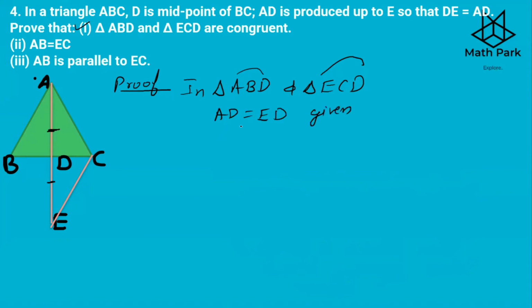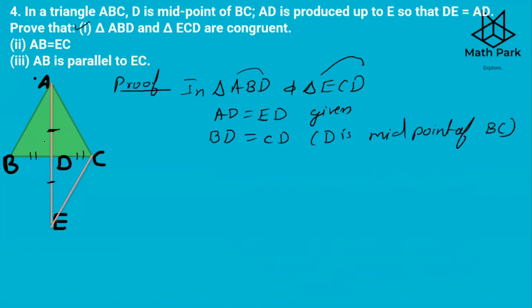AD and ED are given. This is the only thing which is given to us. And D is the midpoint. If D is the midpoint, so therefore you have these two parts equal. Okay. So then you have BD is equal to CD because D is midpoint of BC. Therefore, you get BD is equal to CD.